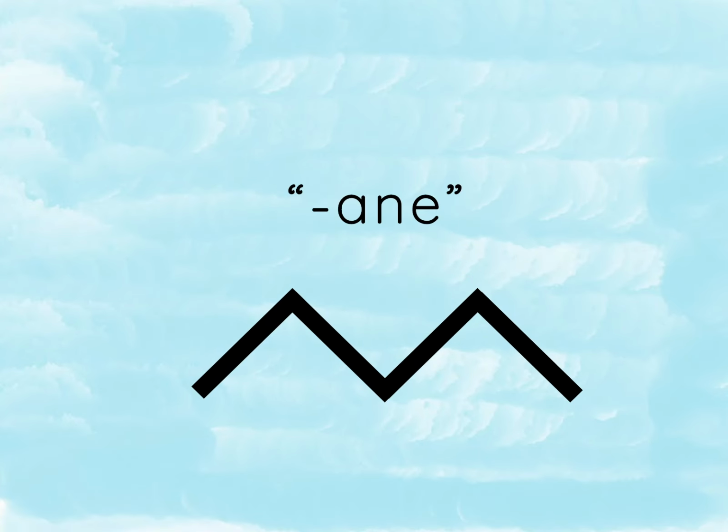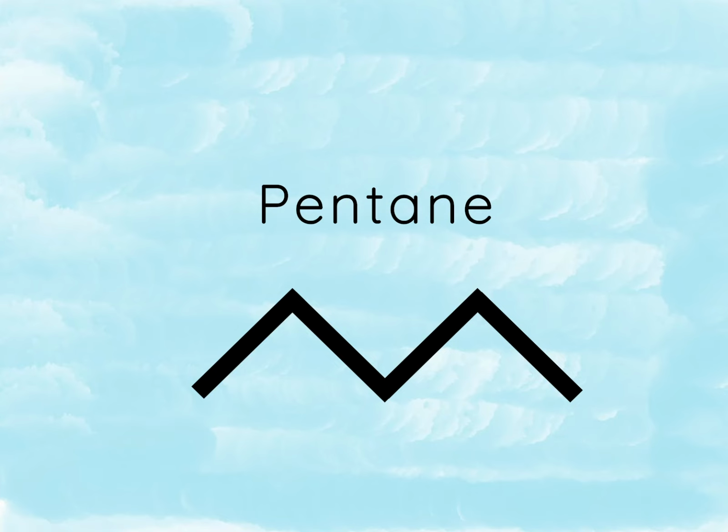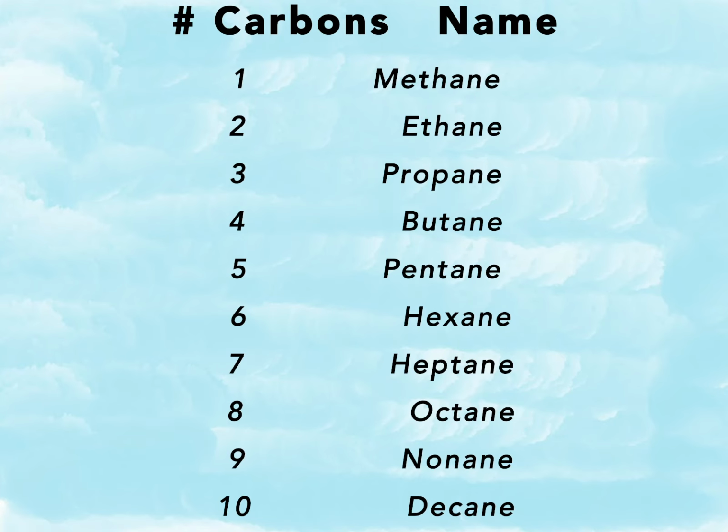There we go. So if you just have a straight zigzag line, you can easily name the molecule. All alkanes have an -ane ending and are named according to the number of carbon atoms they contain. This, for example, is pentane with 5 carbons. In this chart, you can see the names for alkanes with up to 10 carbons. If the molecule is more complex, there's a process to go through.